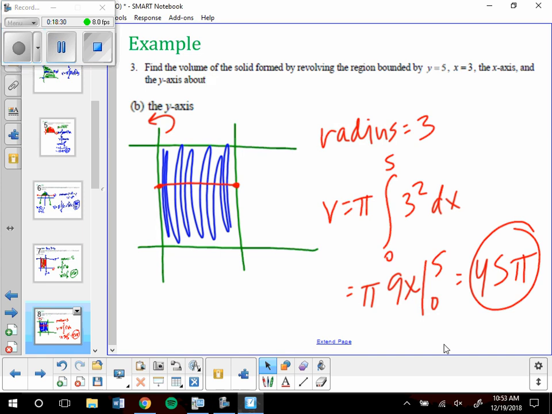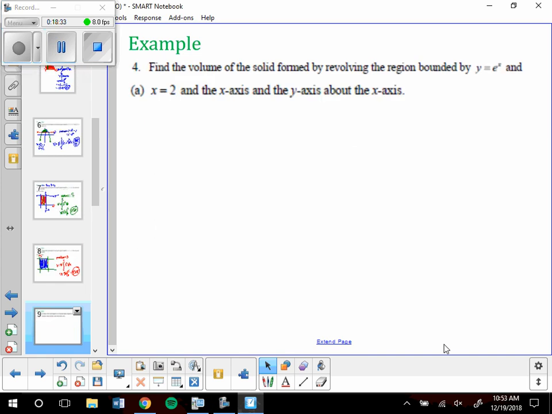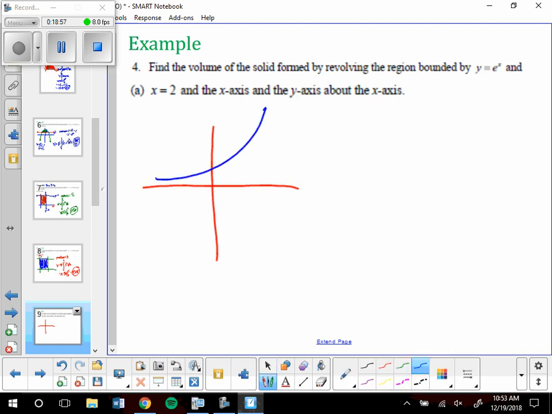Let's do number 4 together. Find the volume of the solid formed by revolving the region bounded by y equals e to the x, and x equals 2, and the x-axis and the y-axis about the x-axis. That's a lot. Let's draw it. Y equals e to the x looks like this. X equals 2 looks like that. And the x-axis and the y-axis. So it's this area.